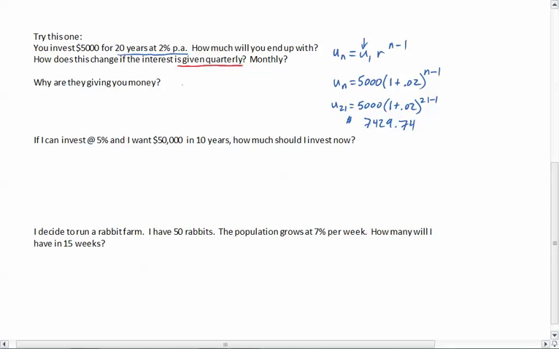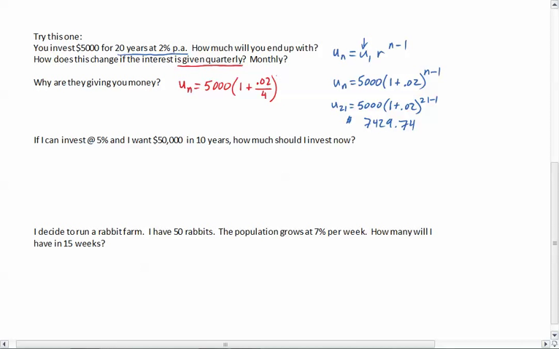So we're going to write the same type of equation. Okay, it's still going to be a geometric sequence. I'm still starting with $5,000. But what's happening now is instead of getting 2% at the end of the year, I'm not actually getting 2%, I'm getting a quarter of that because they're going to take that 2% and divide it into 4 pieces. And so that shows that each time I get interest, I'm getting a quarter of that 2%.